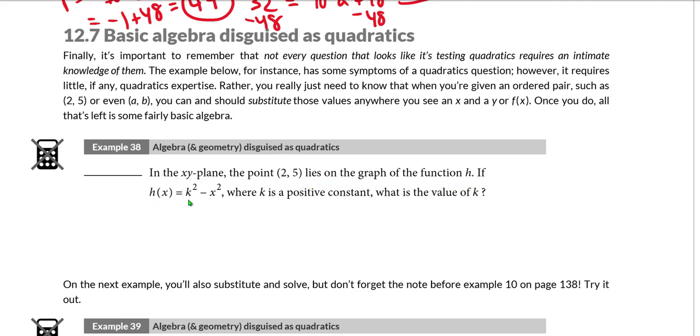If h of x equals k squared minus x squared, where k is a positive constant, what is the value of k? So we need the value of k. Again, some students might look at this and immediately think, oh, that's a difference of squares. Maybe I should factor it.